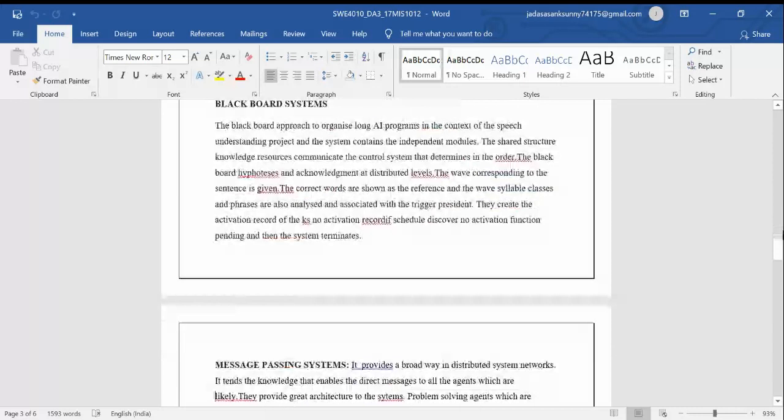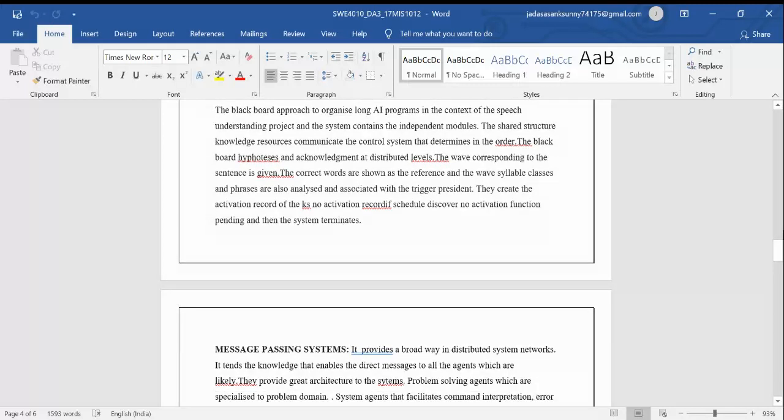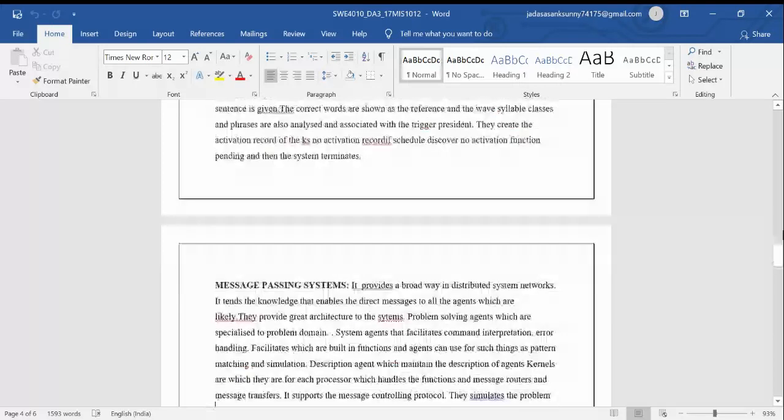There are major granularity levels also occupied. And the next thing is blackboard systems. Blackboard systems are a main and important thing for context understanding. It contains independent modules, a shared structure, and also has major distributed levels. The wave corresponding to the sentence is given, and it triggers the correspondence of the wave and particular other functions. And finally, if no activation function is pending, the system can be terminated.